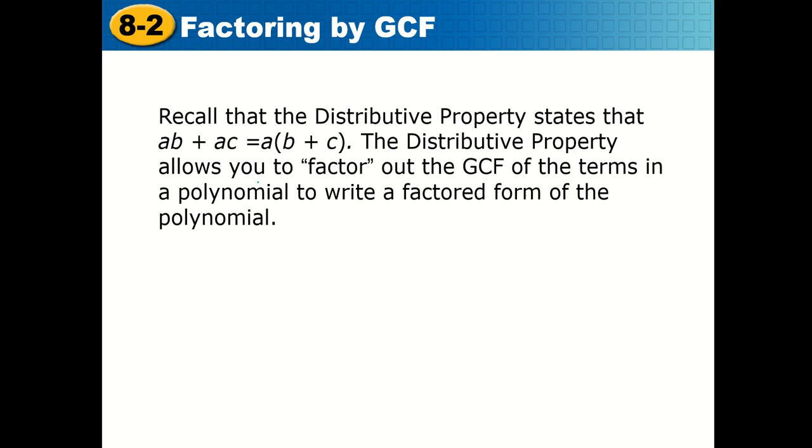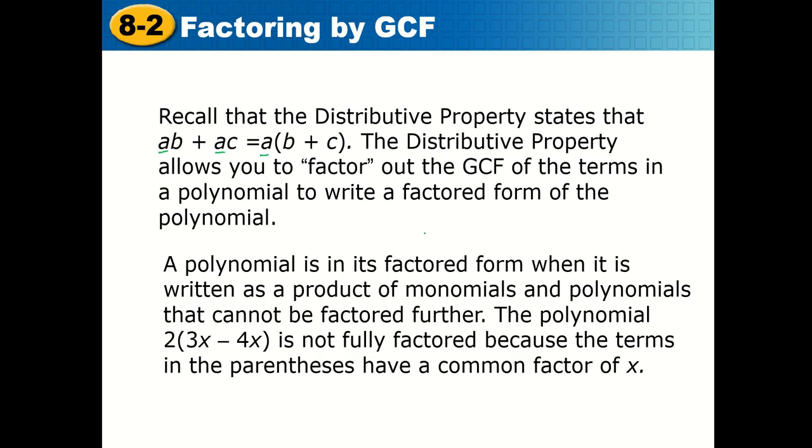Okay, so when we have distributive property, A times B plus A times C equals A times B plus C. So we know that there's an A in here and an A in here, which means we can factor that A out, which is how we get A times B plus C. So the distributive property allows you to factor out the greatest common factor of the terms in a polynomial to write the factored form of the polynomial. This is all going to make more sense when we get into the examples.